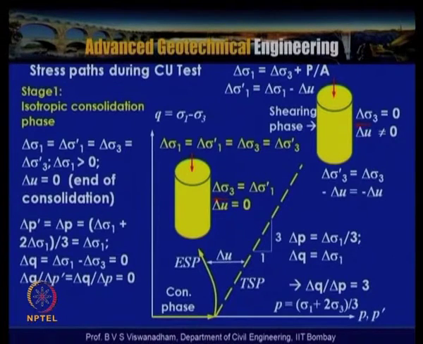Now the stress paths for the consolidated drained triaxial test. We have seen the consolidated drained triaxial test, and in that case we notice that the effective stress path and total stress path look alike, but in the case of the consolidated undrained test the shearing changes actually happen.